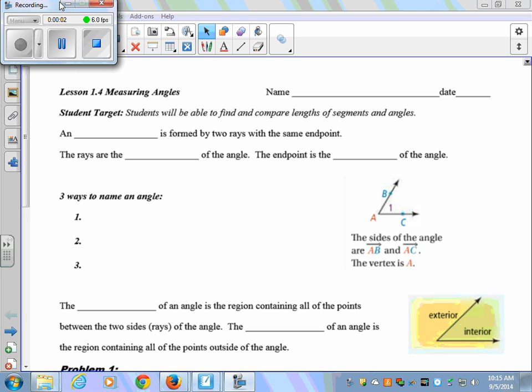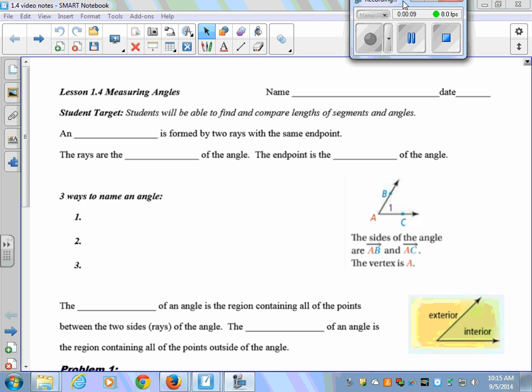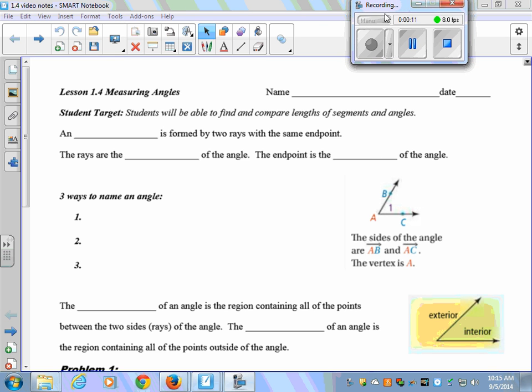Hi, this is Mrs. Meyers, and today we are going to be learning lesson 1.4, measuring angles. Our target today is to find and compare lengths of segments and angles.